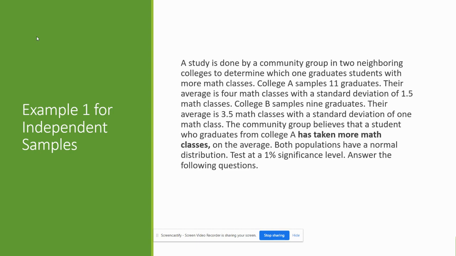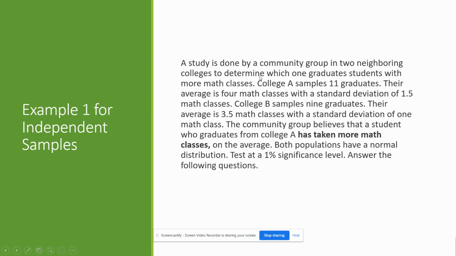College B sampled 9 graduates, and their average is 3.5 math classes with a standard deviation of 1 math class. The community believes that a student who graduates from College A takes more math classes on average. Both populations have a normal distribution. Test at the 1% level of significance and answer the following questions.